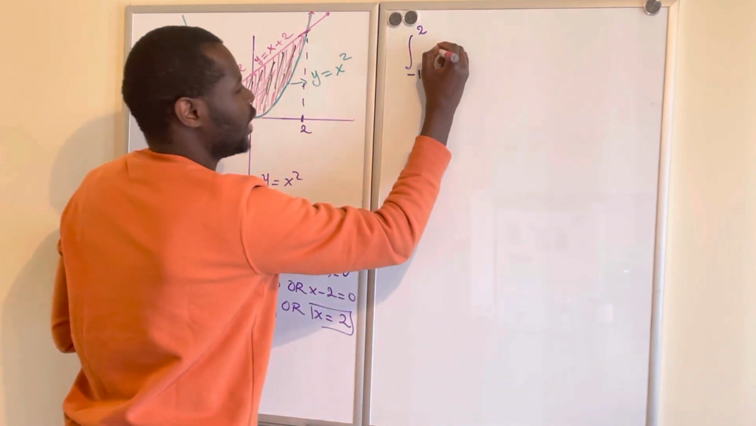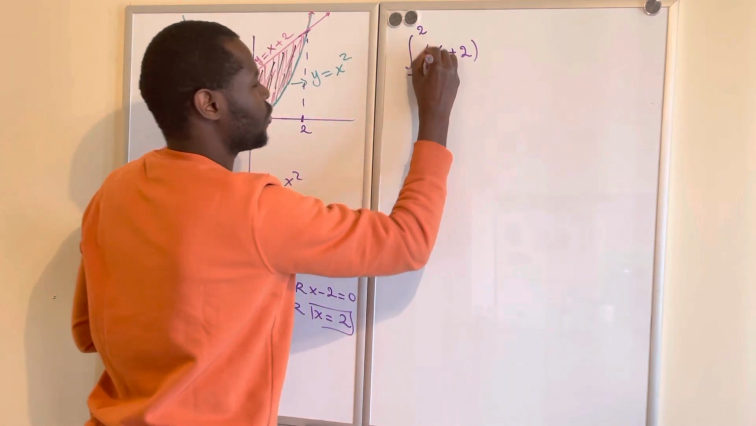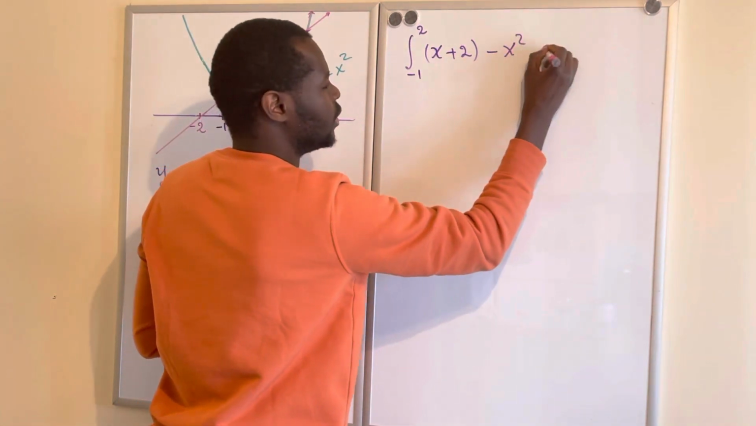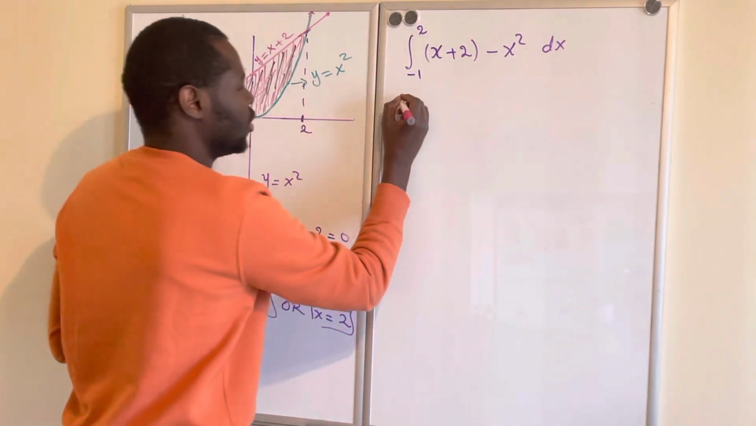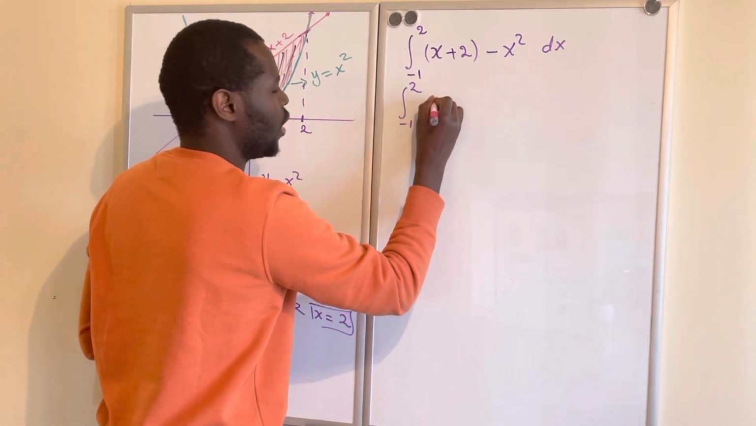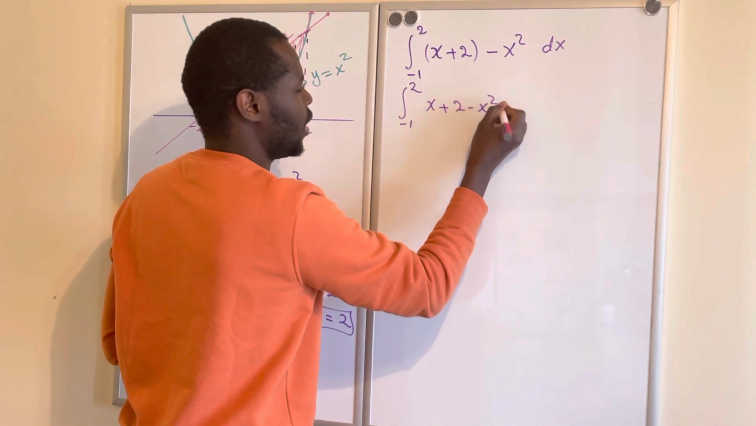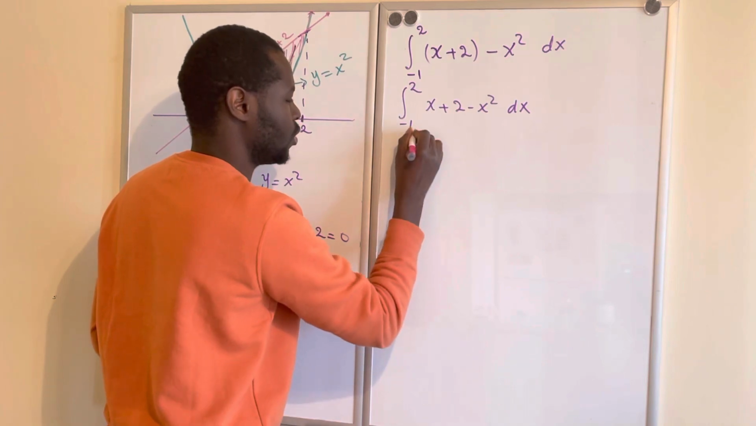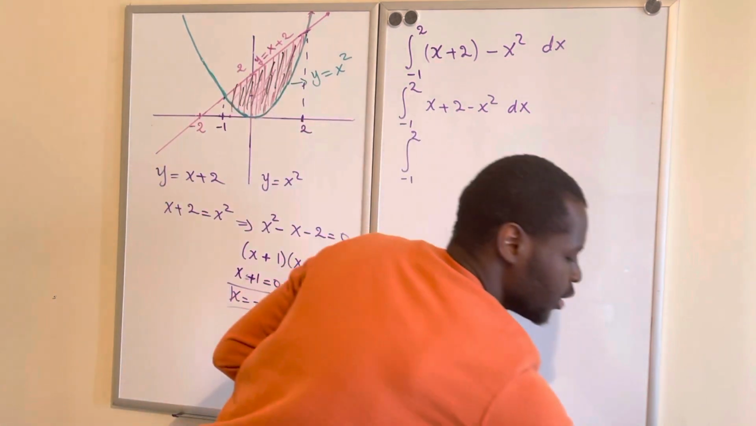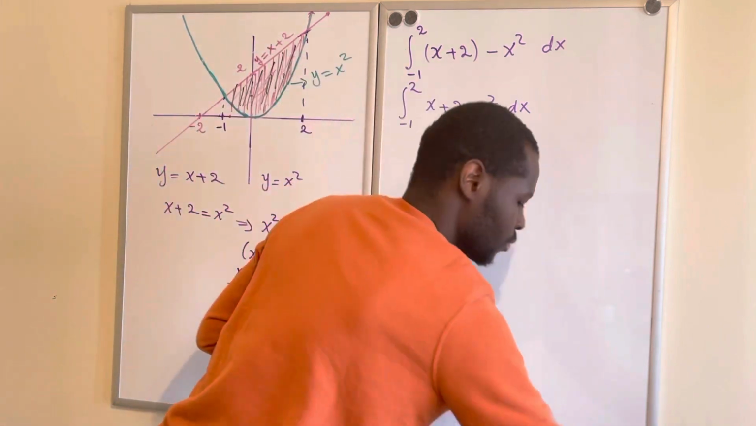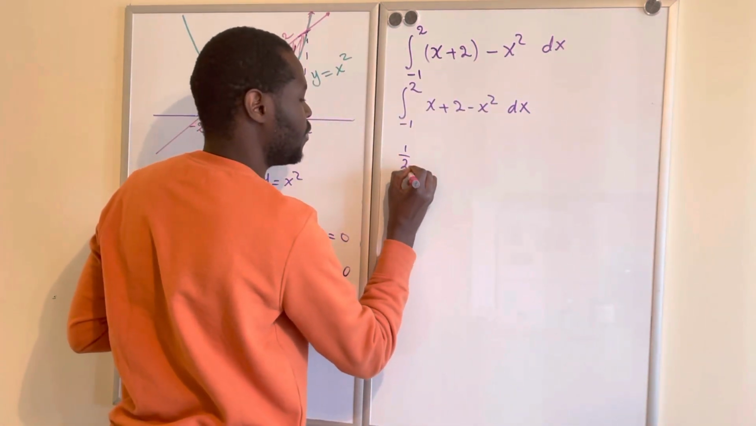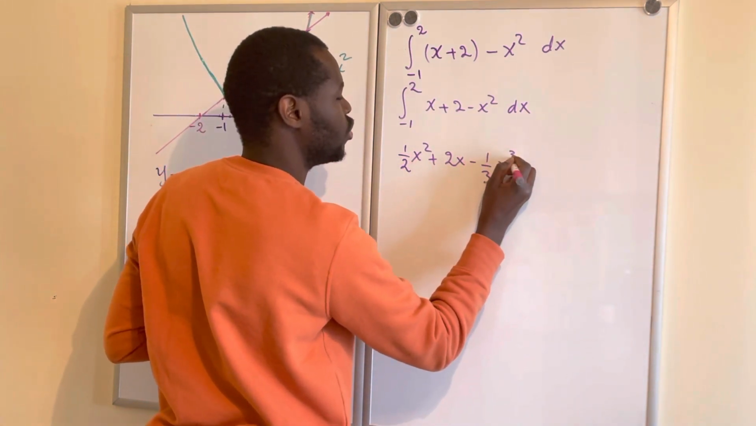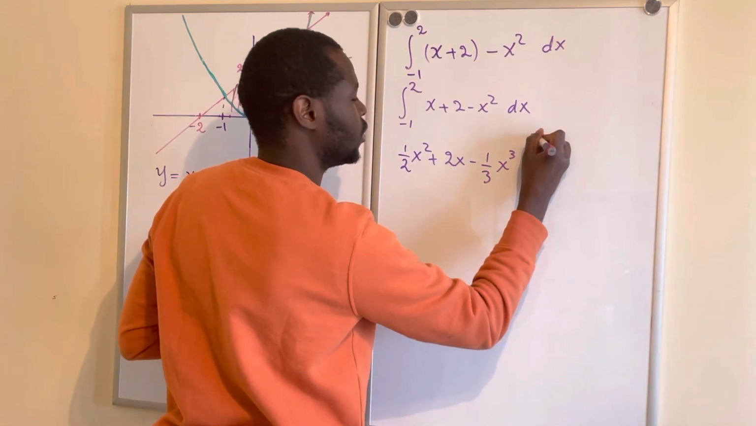So we'll go ahead and do that. We have x plus 2 as our first function minus the function at the bottom, x squared, dx, from -1 to 2. Let's go ahead and integrate this one. So what is this integral here? You have 1/2 x squared plus 2x minus 1/3 x cubed, from -1 to 2.